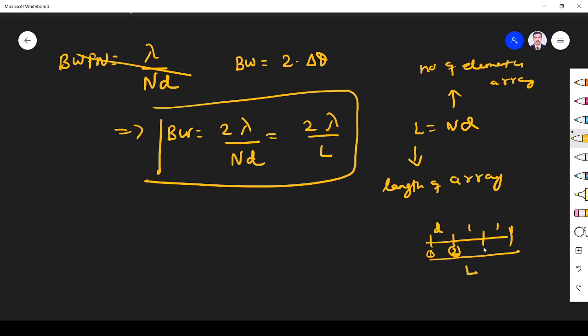So this is D, this is N. 1, 2, sorry, this is the first one. Whenever we find the distance, this is the reference we take, so 3. So what is the total distance? The number of elements: reference we take 1, so 3 into the distance between them. So L is equal to 3 meter. It's the same thing. So L is equal to N into D, the number of elements multiplied by the distance between the elements, the array length. So this is the beamwidth of the broadside array. This is a very important equation.